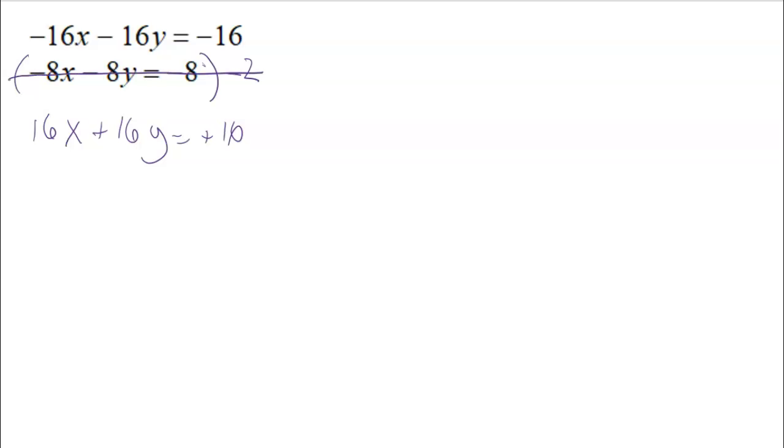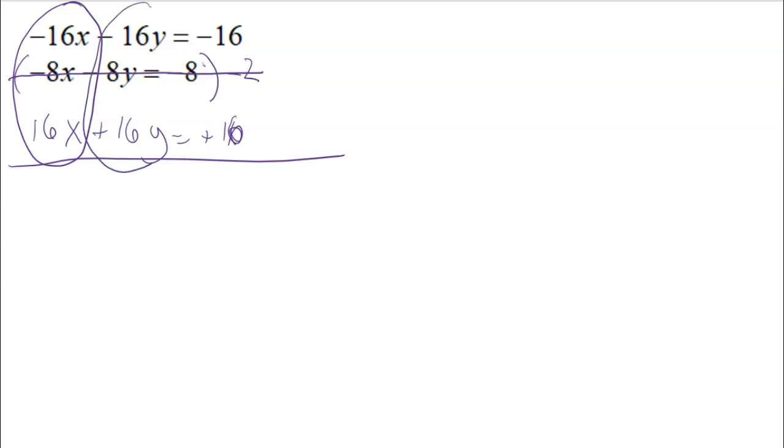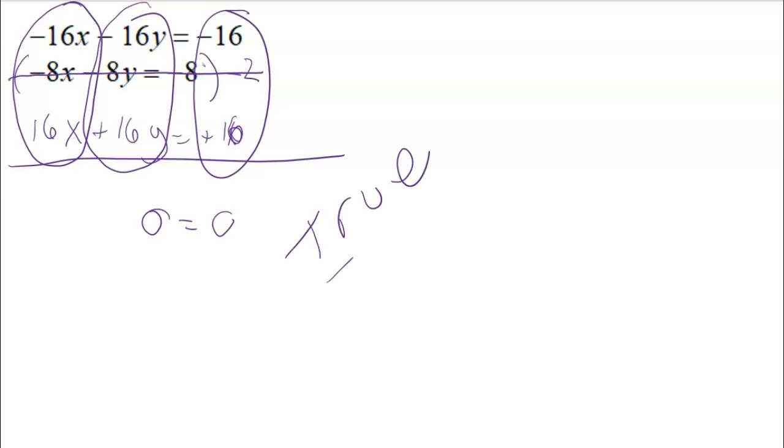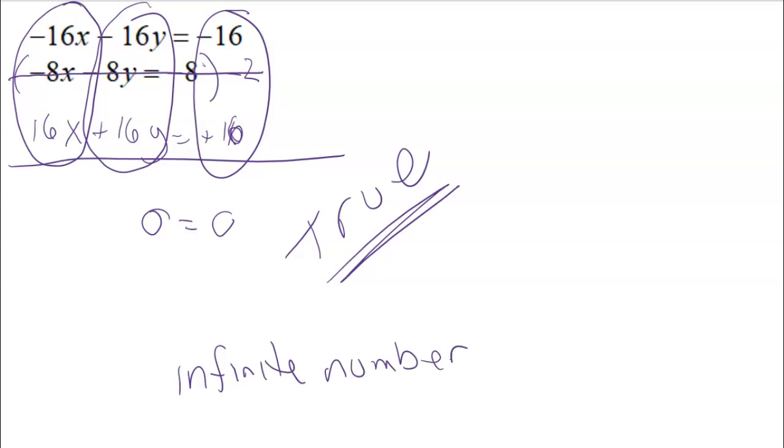So now I've rewritten this equation in its equivalent form, right? The x's cancel. Oh, the y's cancel. Hey, even the answer cancels. We're going to end up with 0 equals 0. Is that true? It is true. That means that the answer is an infinite number of solutions.